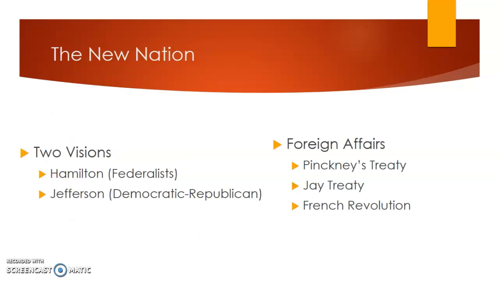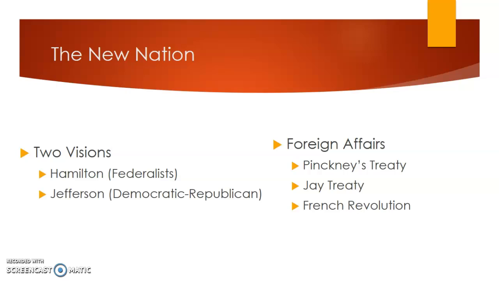So once we have the new constitution, we have two visions. You have Hamilton, who represents the Federalists, who will become the Federalist Party, wanting a loose interpretation of the Constitution, advocating for a national bank, wanting more of an elitist type of vision as well, compared to Jefferson, who will eventually represent the Democratic Republicans.